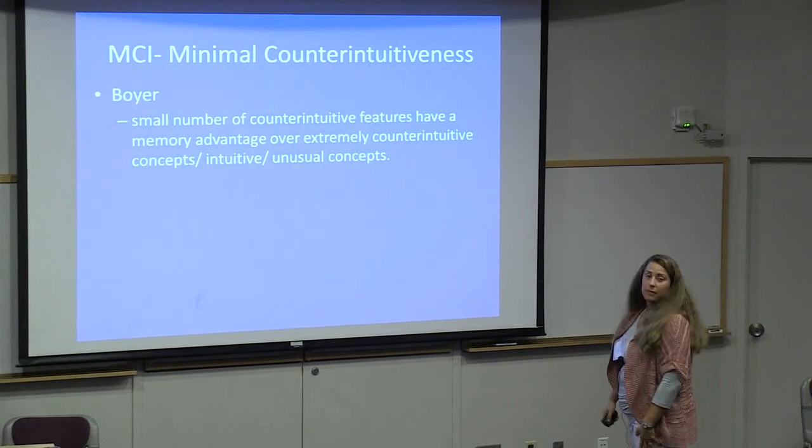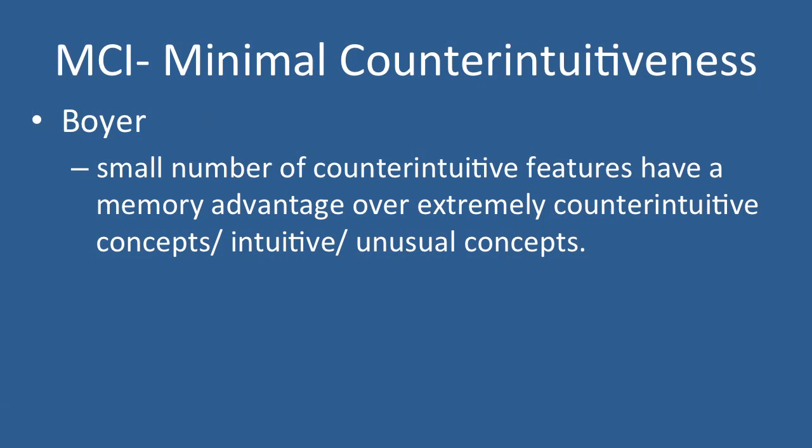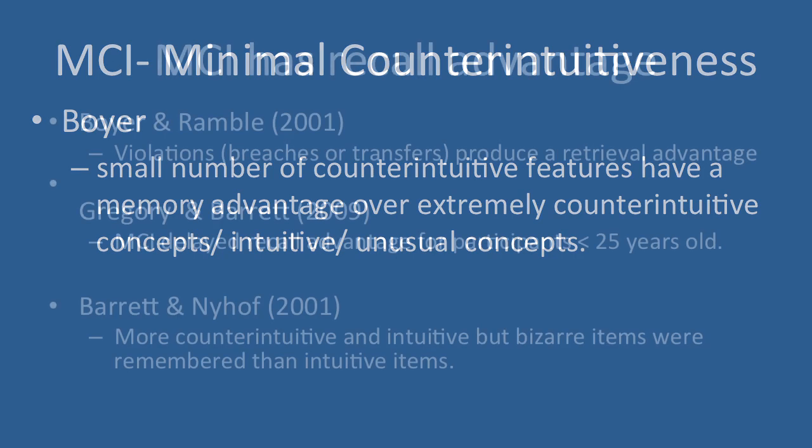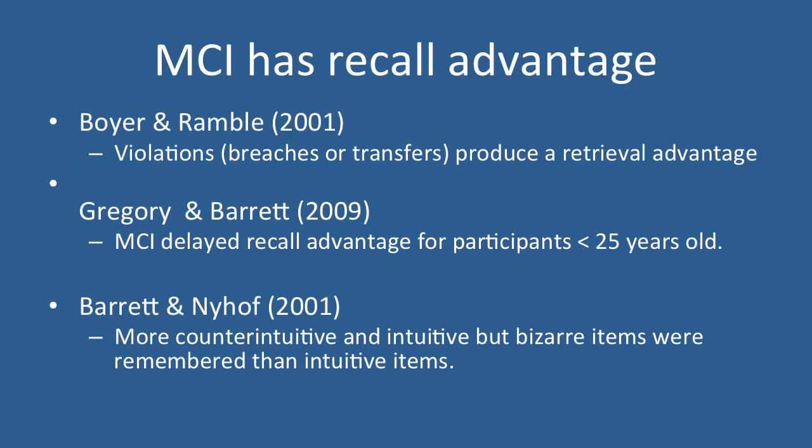Okay, so minimal counterintuitiveness. Boyer says that a small number of counterintuitive features gives a memory advantage over things that are intuitive or even unusual concepts. There've been several studies that show that MCI has a recall advantage, so that there's some memory advantage to being mildly counterintuitive. There are also several studies, including this one that I'm presenting to you now, that do not find this. So it's sort of a controversial issue, but there are several that show a recall advantage.